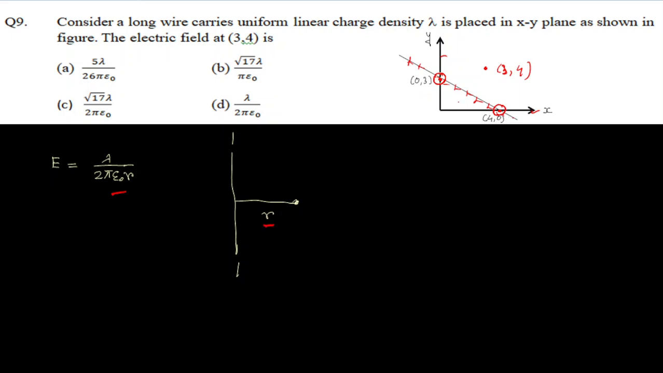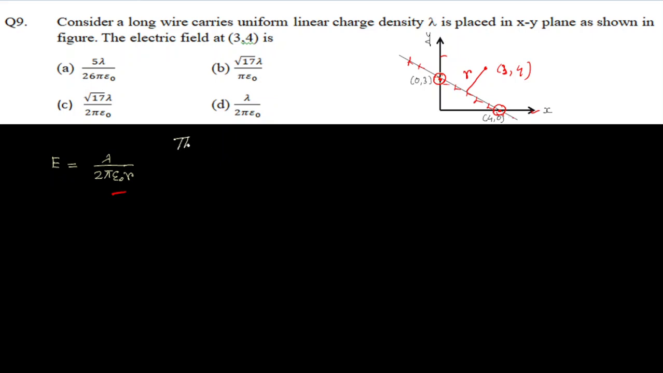So what is r here? r is the perpendicular distance of this point from the wire. Let me draw a perpendicular line from this point. This perpendicular distance is our r, so we have to calculate this value of r. How can we calculate it? For that, first we have to write the equation of the straight line.